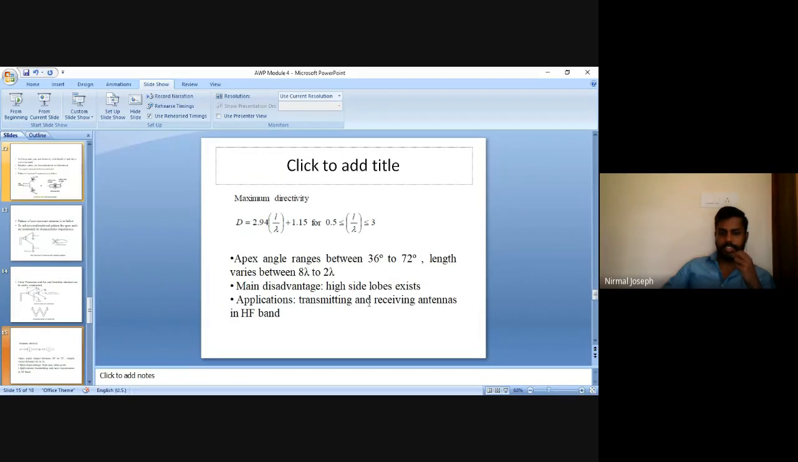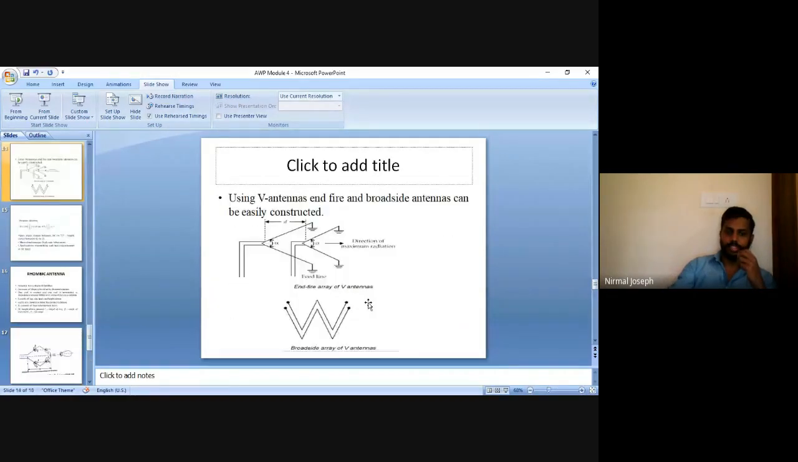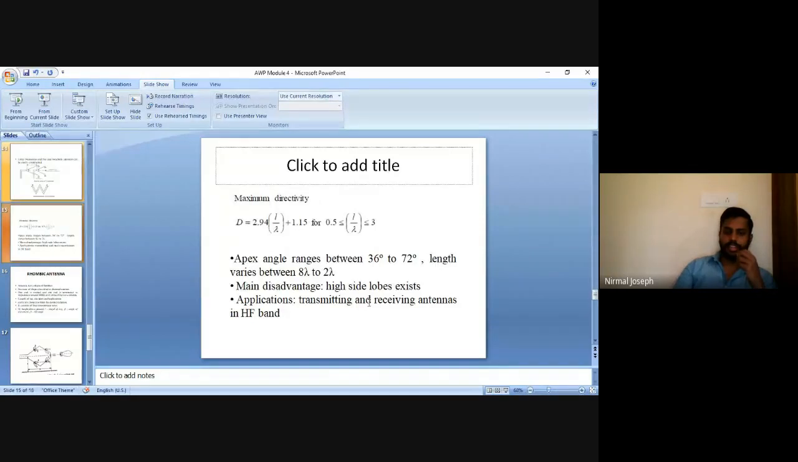Applications: transmitting and receiving antennas in the high frequency band. The V antenna is mainly used in the high frequency band, as transmitting and receiving antennas. So this is the major application of the V antenna.